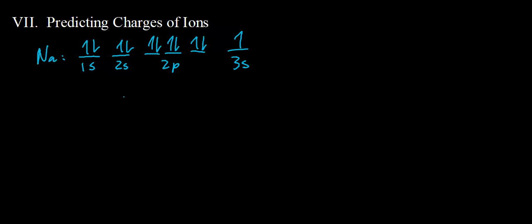In the case of sodium, there's only one possible ion that forms from sodium. And so let's do this. Go ahead and circle the valence electrons in sodium. Pause the video, circle the valence electrons in the orbital diagram.